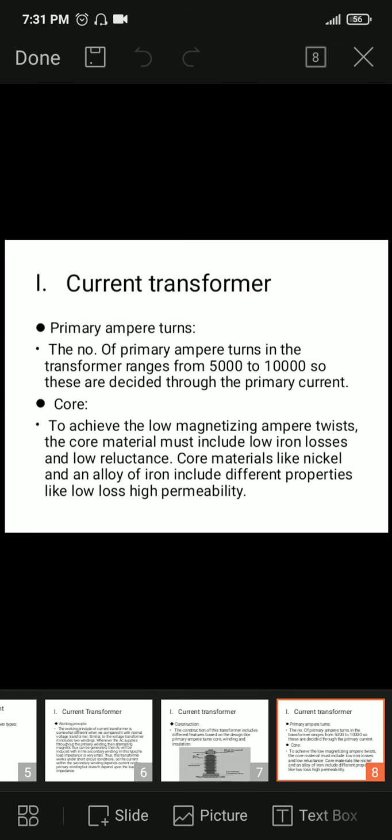So number 1 is primary ampere turns. The number of primary ampere turns in the transformer ranges from 5000 to 10,000. So these are decided through the primary current. Number 2, core. To achieve low magnetizing ampere turns, the core material must have low iron losses and low reluctance. Core materials like nickel and an alloy of iron include different properties like low loss and high permeability.